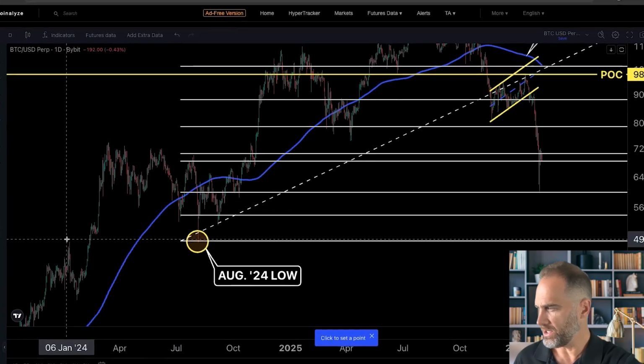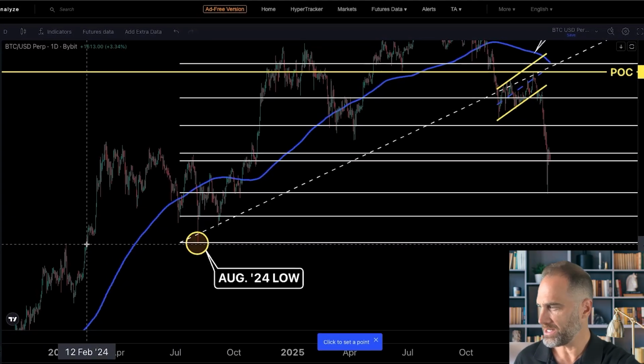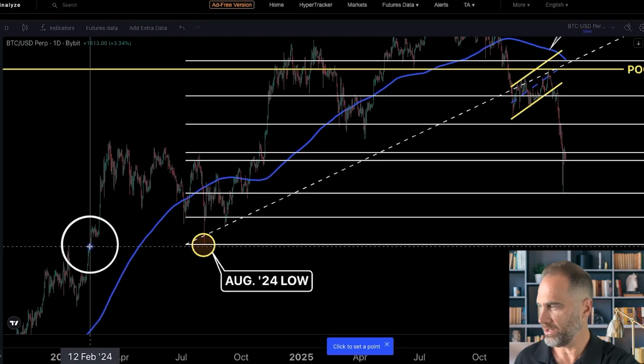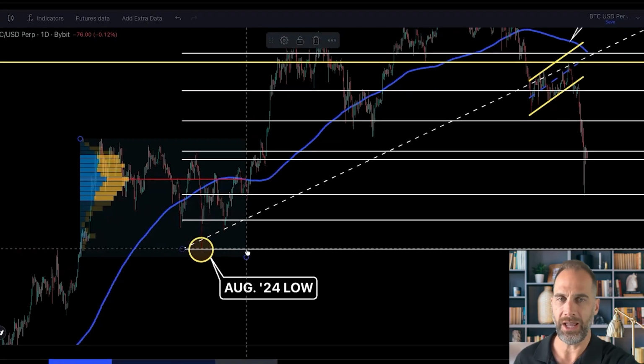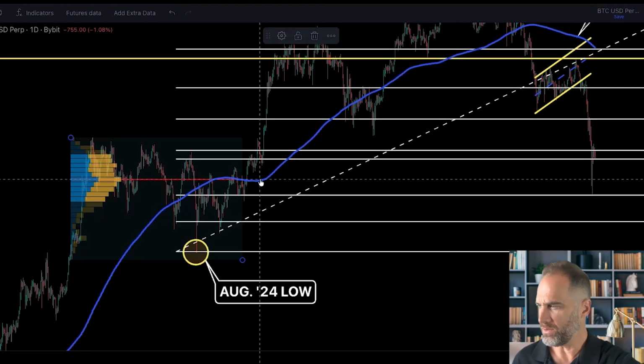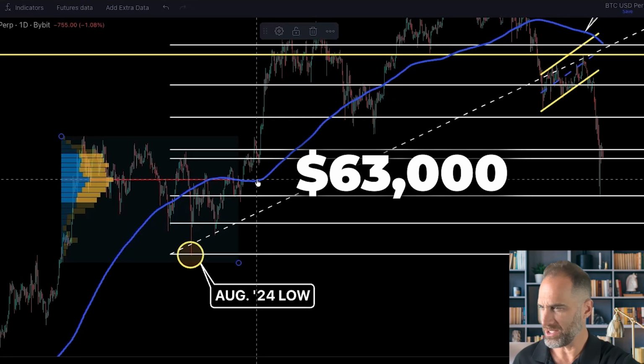You see this wick low and this wick high? That's a range of price. We're going to click here once. We're going to drag all the way to the breakout point, click again. Now, what you'll notice here, the point of control is actually right here, about 63K.